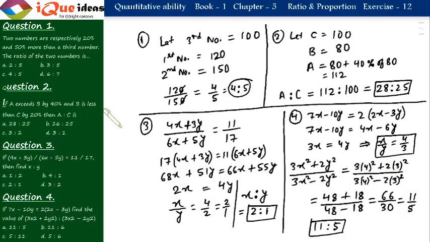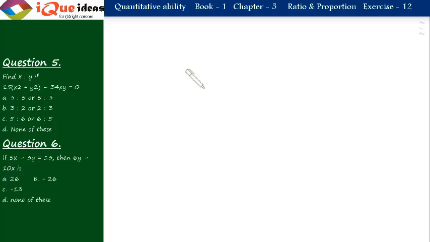Now let's take up the next question. Question number 5. It says find x is to y if 15x² + y² − 34xy = 0. Now from here what we can do is divide by y².